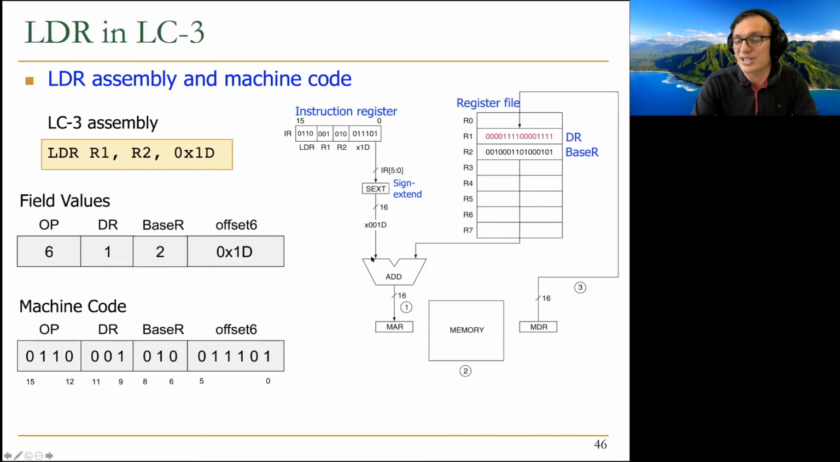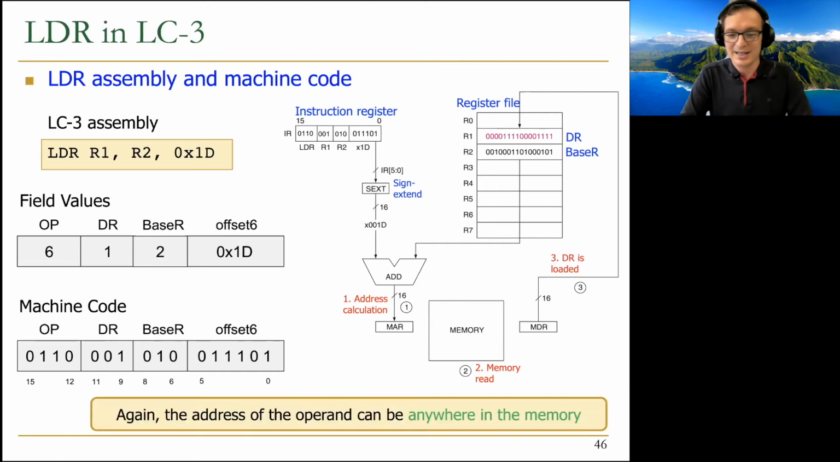But again, the address calculation logic is a little bit different, right? Now we actually, one of the sources is from one of the registers, base register, R2 in this case. We take that value, add to it a sign extended offset, 6-bit offset in this case, from the instruction, because 3 bits are used for the base register encoding. Okay, and then calculate the address, put it into the memory address register, and then wait for memory to read, and then the data comes back, and then we load it into the destination register specified by these bits in the instruction. Okay, so hopefully this is also clear. Again, here, the address of the operand can be anywhere in the memory as well, right?